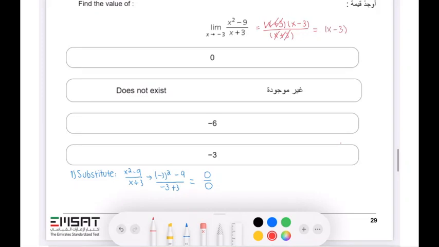So what do we have to do here? Now that we have x minus 3, we can substitute x approaches negative 3 with x in this expression. So it would be negative 3 minus 3, and this leads to negative 6. So the right answer is negative 6.